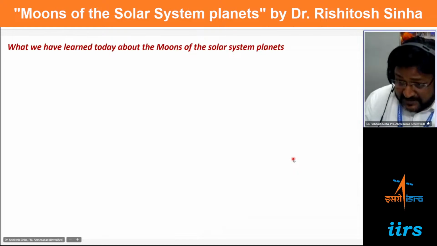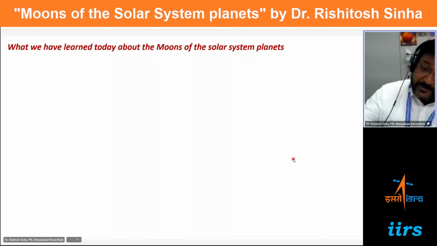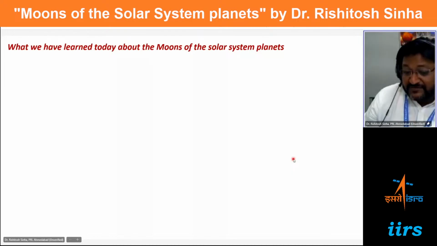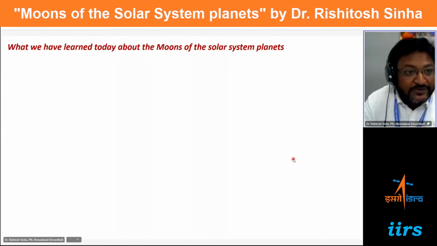Presence of liquid has been seen on the surface. Then we have seen some of the moons that are volcanically active, and some of the moons which are very old, with 4 billion-year-old surfaces. And along with that, we also see moons that have both old and young surfaces. And then we also see moons which are not old, where the surfaces are very young. So all these combinations we have seen today.